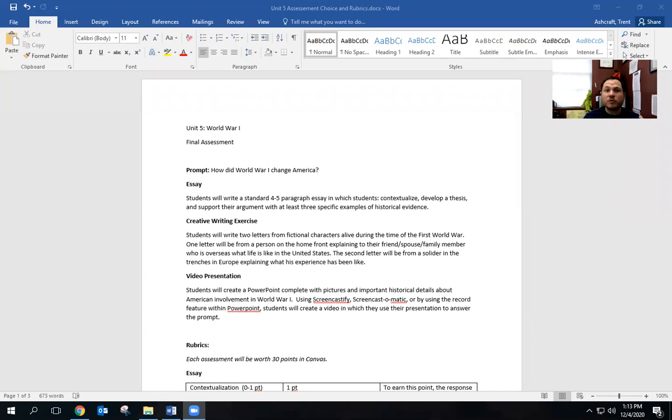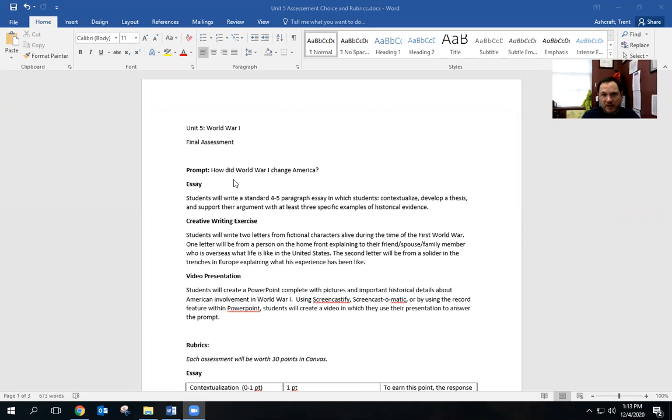You're going to be given three options for your assessment for Unit 5. You can do any of the three that you wish, whatever your strengths are, whatever you feel best about. So let's take a look at what those are. You can either write an essay, or you can have a creative writing exercise, or a video presentation. It doesn't matter which of the three you choose, you're going to be answering the question, how did World War I change America?